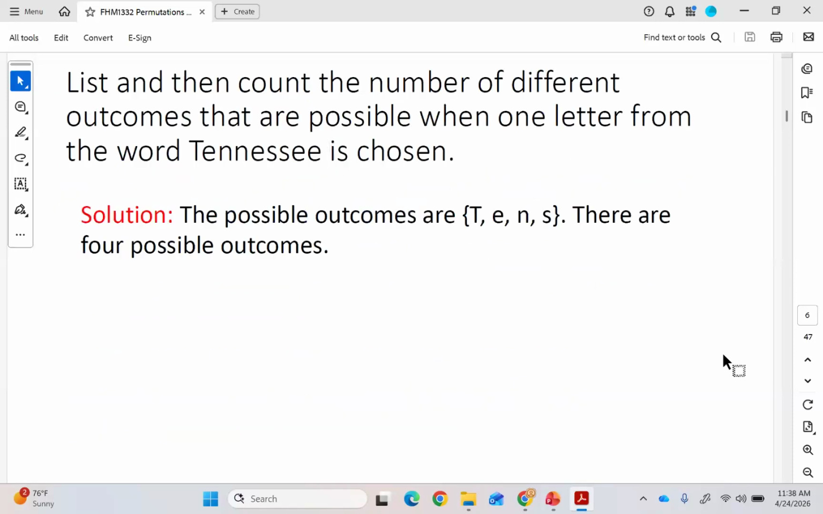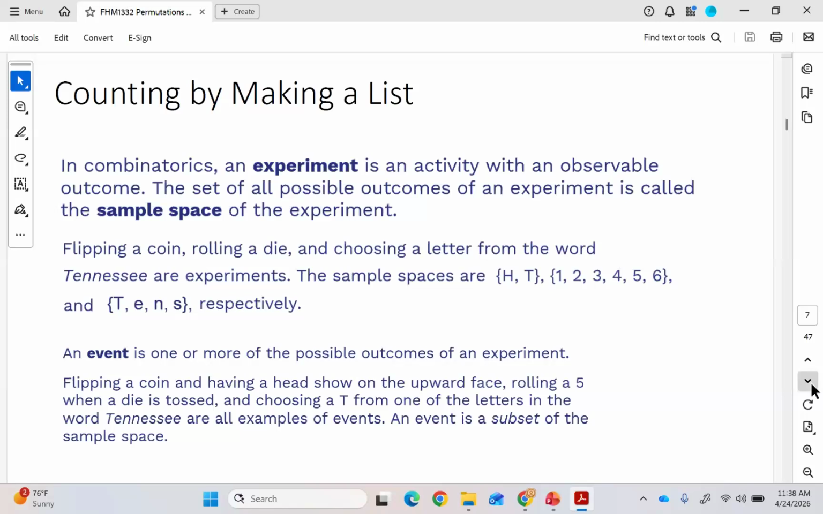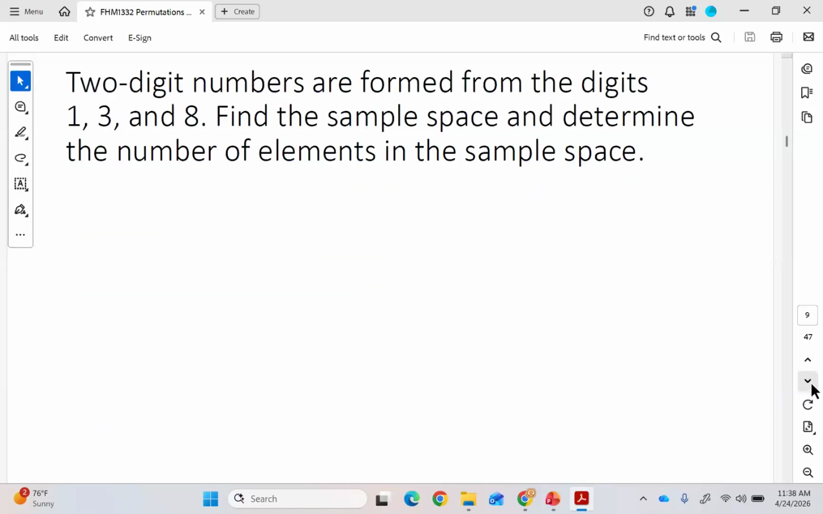The next, am I going backwards? I think I'm going backwards. All right, I'm going to skip this part.